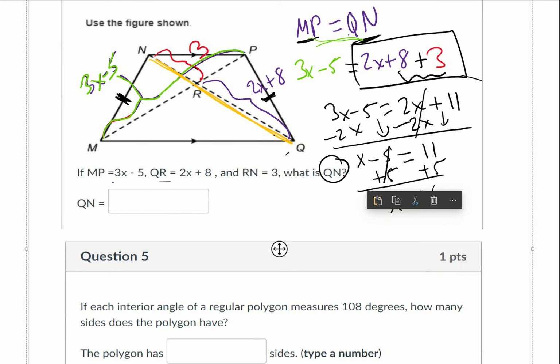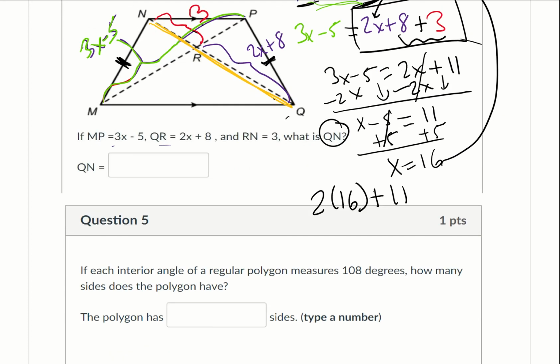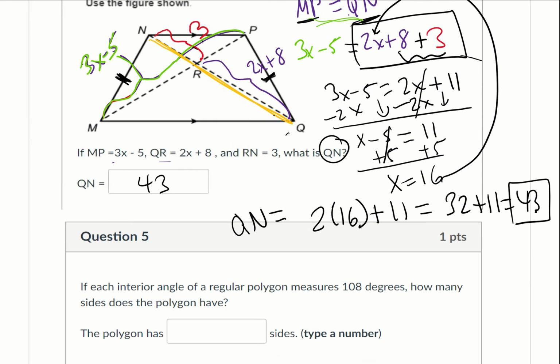So let's plug in here. So we have 2 times 16 plus 8 plus 3. We know 8 plus 3 is 11, so I'm just going to change that to an 11 real quick just to make it easier. And this will be Qn. So 2 times 16 is 32. 32 plus 11 is 43. All right, that takes care of that question.